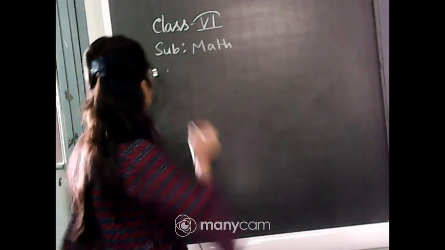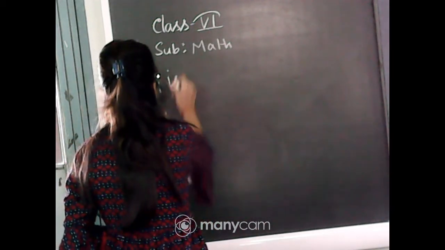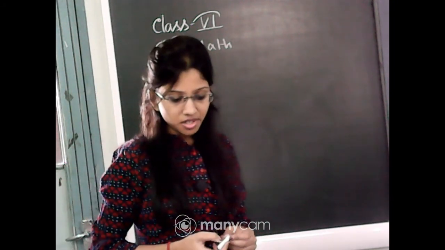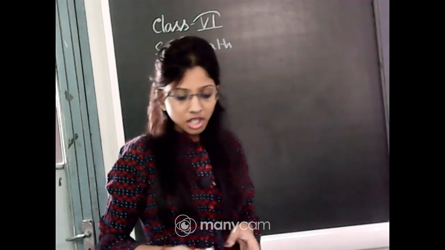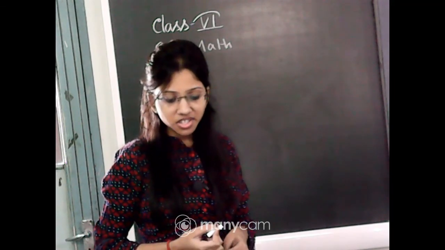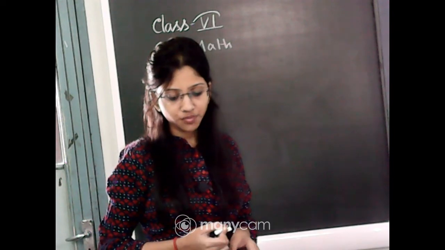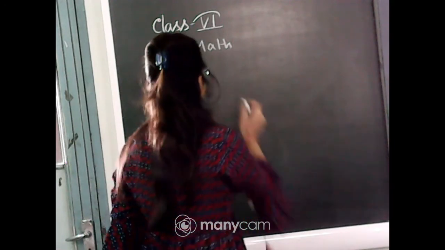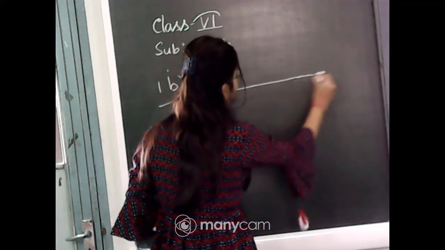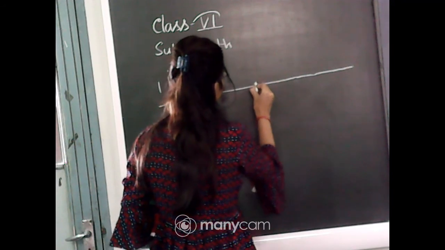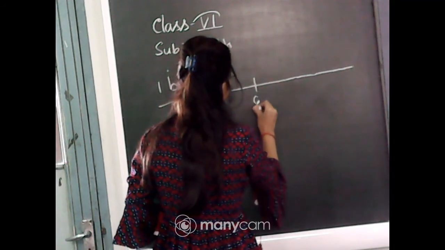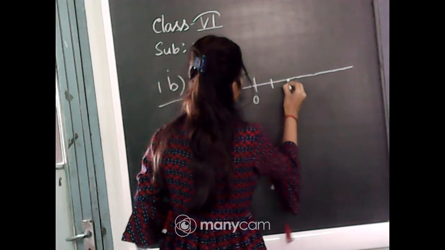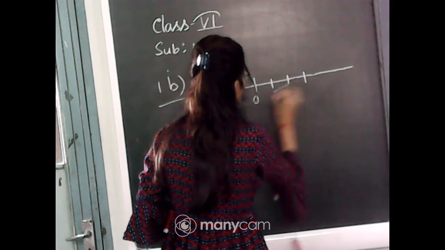Question 1b. Page 128, question 1b. Using the number line, write the integer which is 5 more than minus 5. For this, we first draw the number line. We first draw the line, mark a point 0 on it, and mark some points at equal distances on it.